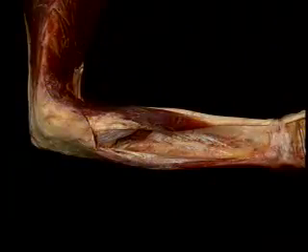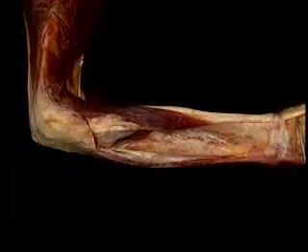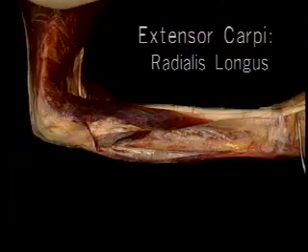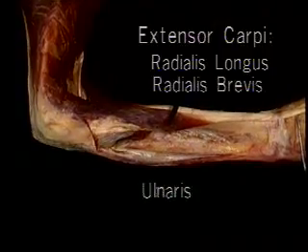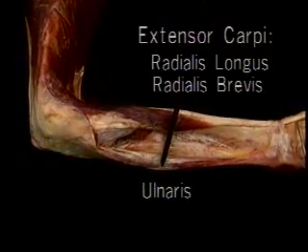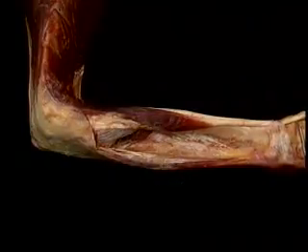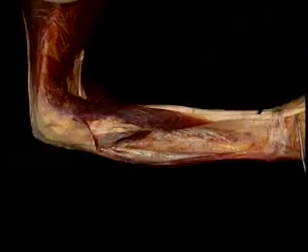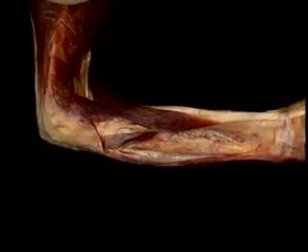Now let's go around to the other side of the forearm and see the wrist extensors. Here they are, extensor carpi radialis longus and brevis, and extensor carpi ulnaris. Brachioradialis, which you'll remember goes from here to here, has been removed in this dissection.